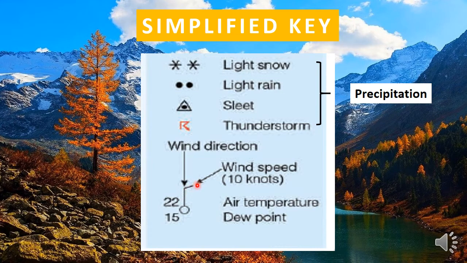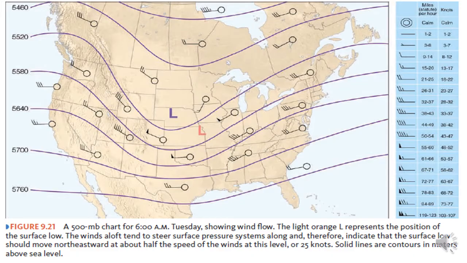Then the triangle shape indicates 50 knots. Here, the upper left indicates air temperature, this one the dew point, and this one indicates the cloud cover. Then this one has no black, meaning clear sky.